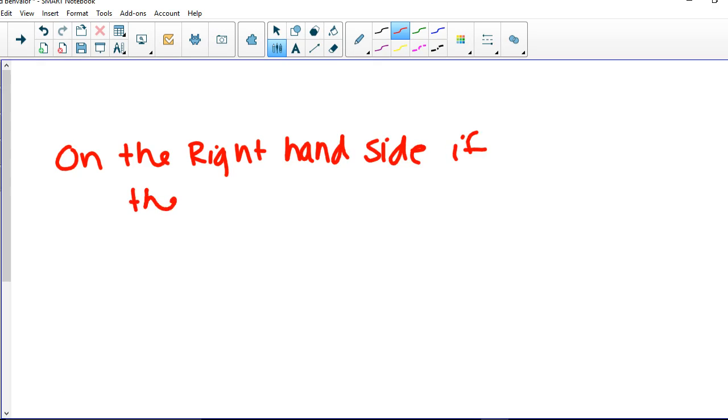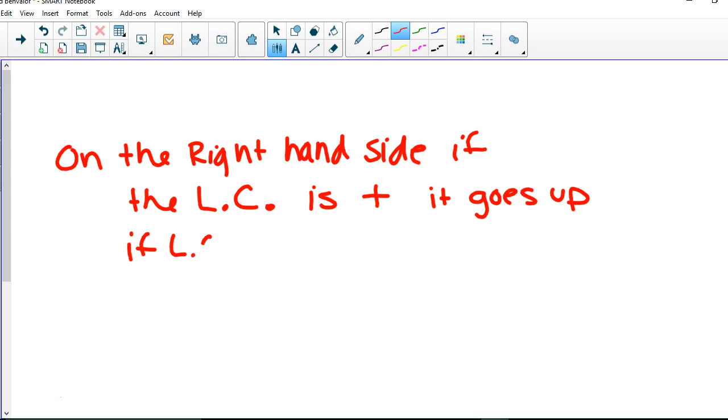If the leading coefficient, L.C., do you know what I'm talking about by L.C.? If the leading coefficient is positive, it goes up. If the leading coefficient is negative, it goes, what do I mean by it? The line, yeah, the line, the function. Well, why is that important?